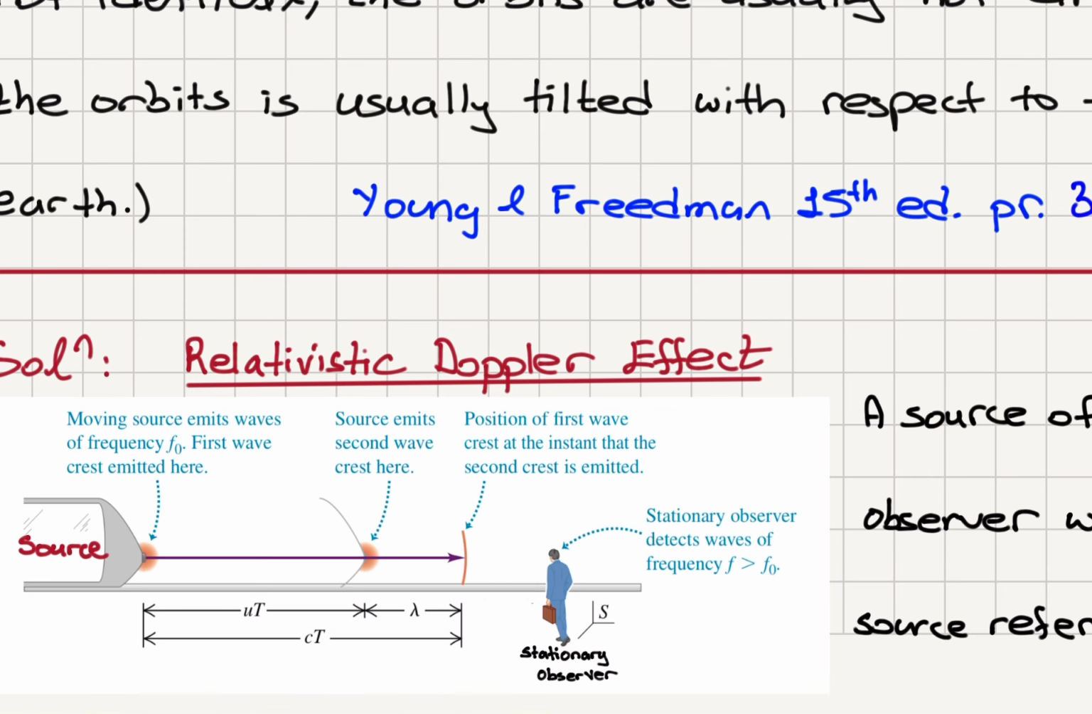And also, the wavelength is the distance between the two crests. Because the star is moving with respect to the observer with a relative speed u, the source of the wave has moved a distance u times T when it emits the second crest. So the wavelength that is detected by the stationary observer will be cT minus uT, where T is the period determined by the stationary observer. Okay, so the stationary observer detects waves of frequency greater than their actual frequency.